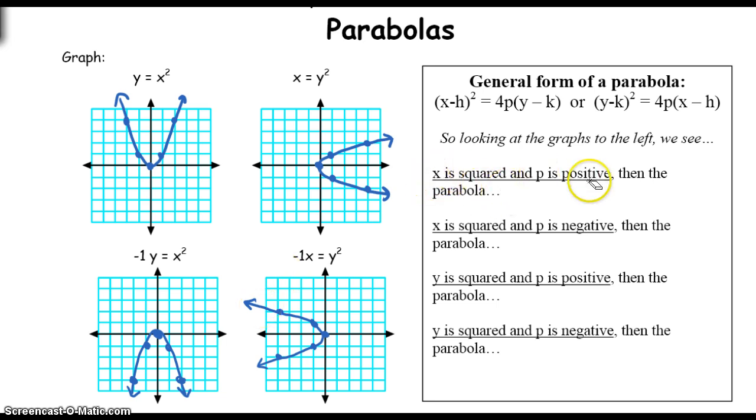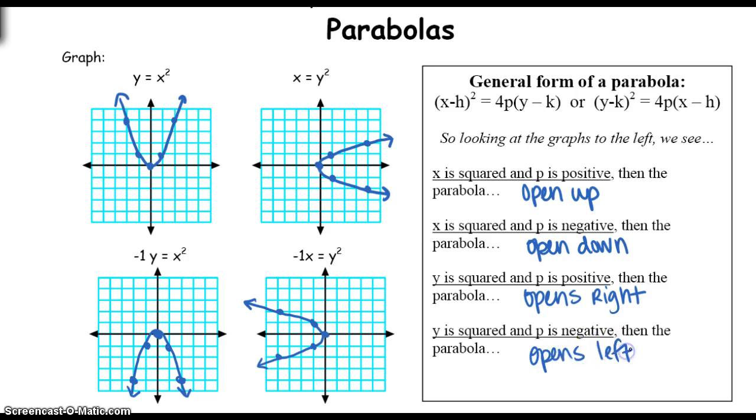If x is squared and the p is positive, this is going to open up. And if x is squared and the p is negative, which would be what's happening down here, this is going to open down. If your y is squared and the p is positive, it opens to the right. And if your y is squared and your p is negative, it's going to open to your left.